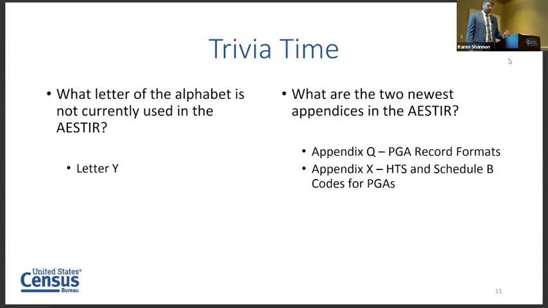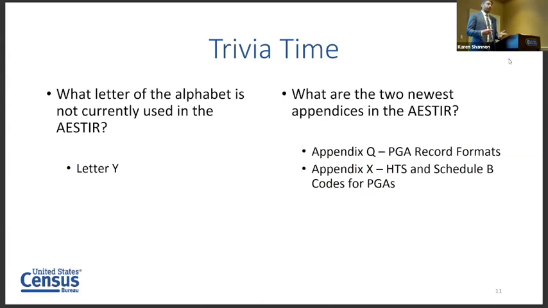Appendix Q gives you those record formats specific to, you have to provide this type of license. This is how long that license string can be. These are the characters that are allowed. You can put in alphanumeric. You can't put in these special characters, that type of stuff. Appendix X is another cool resource. It breaks down each partnership government agency and tells you what specific Schedule B or HTS codes are required or allowed for that agency to be reported.